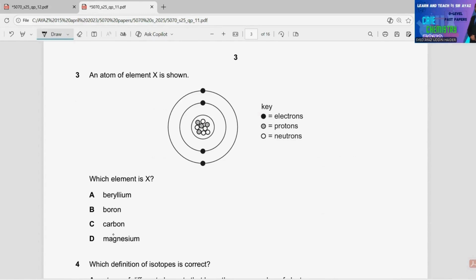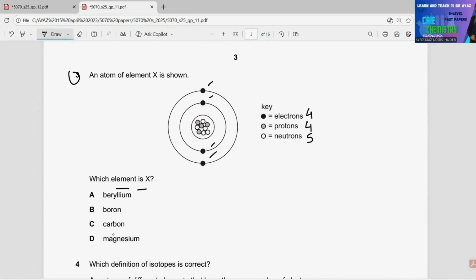Number 3. An atom of element X is shown. Which element is X? So they have mentioned electrons. How many electrons are there? We have 1, 2, 3, 4. 4 electrons. What about protons? 1, 2, 3, 4. 4 protons. Neutrons. 1, 2, 3, 4, 5.